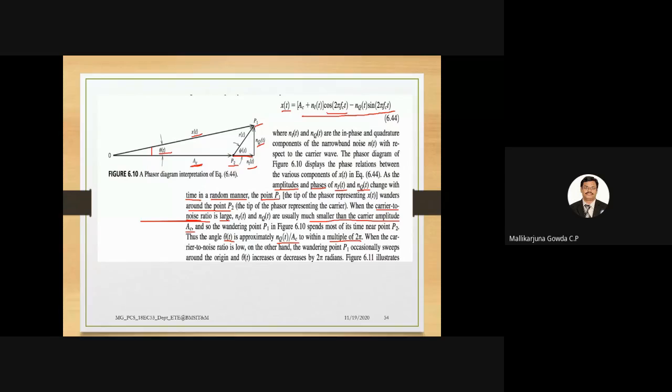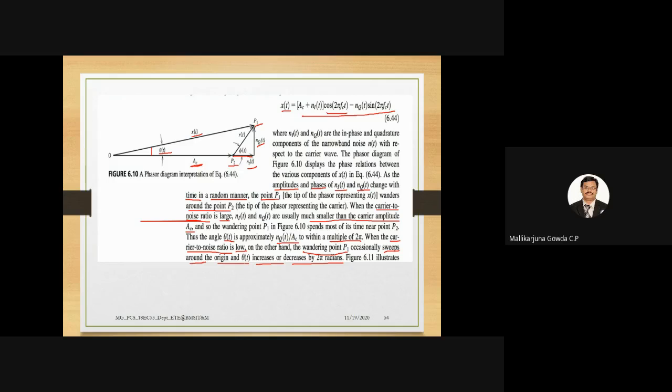The second case is when the carrier to noise ratio is small. When the carrier to noise ratio is low or small, what happens now? The wandering point P1 occasionally sweeps around the origin, and theta of t will be increasing or decreasing by 2 pi radians. So whenever the carrier to noise ratio is small, the point P1 will sweep around the origin.